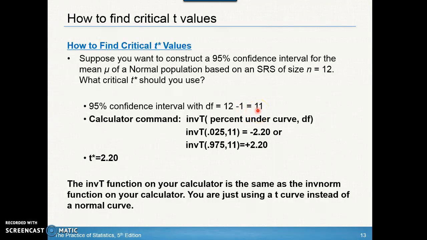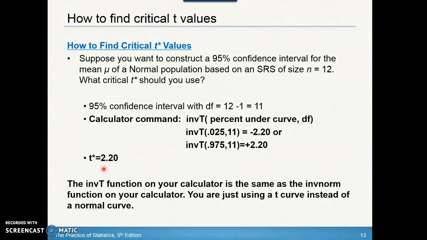Now you're going to do it the exact same way that we did with the standard normal curve. Think inverse t instead of inverse norm, because we're not looking at a normal curve, we're looking at an inverse t curve. You put the percent under the curve to the left, and then the degrees of freedom. So in this case, you're going to do inverse t 0.025, 11, which gives me negative 2.2, or inverse t 0.975, that would be your upper bound critical t-score, with degrees of freedom 11, which is 2.2. So our critical t-score in this case is 2.2.